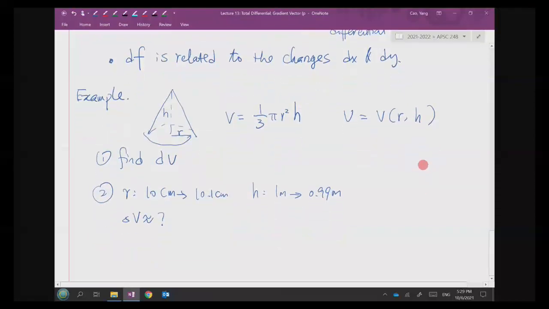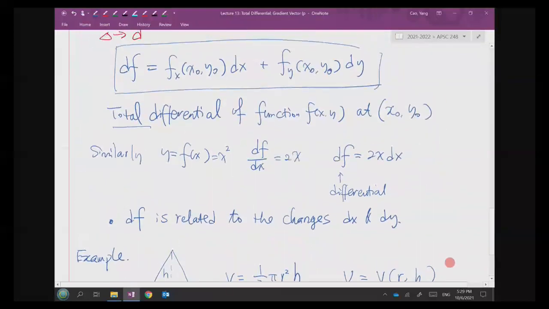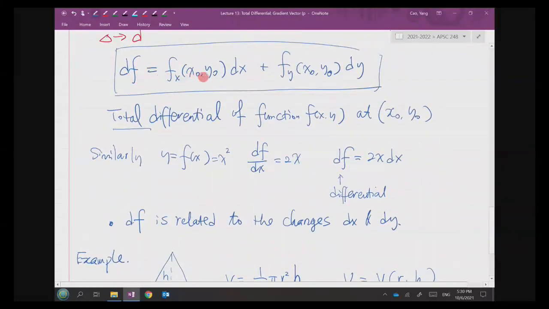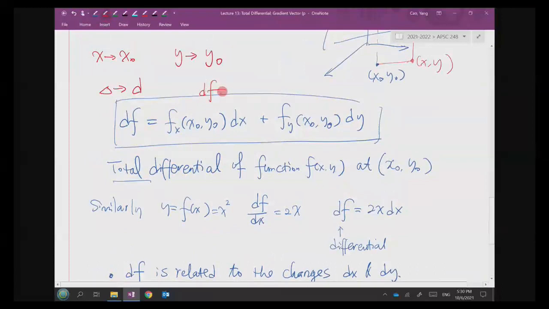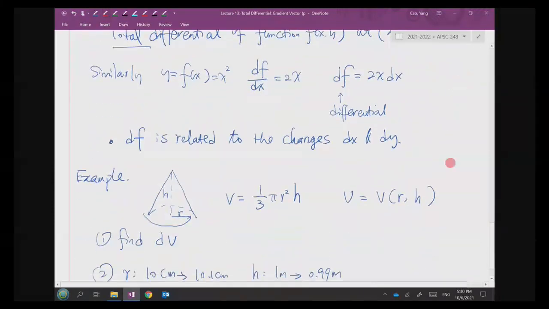So let's first find the total differential. You go back to your total differential formula. Now this total differential formula is a little bit specific. It says the total differential at x naught, y naught. You could just make it more general. Instead of one specific point, x naught, y naught, it can be replaced with simply df equal to fx dx plus fy dy. We don't involve any specific location.